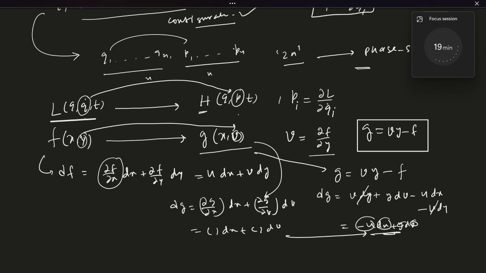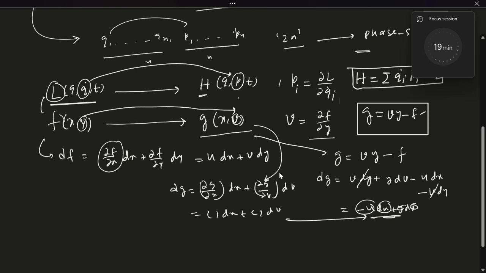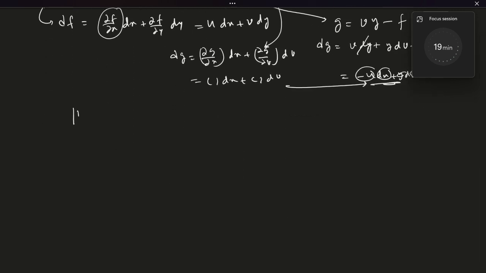The same way, you can easily write H equals what? In the place of v, there is p, and there is q dot. As there are n number of p and n number of q, we have to put a summation: q_i dot p_i minus f, and in place of f, we have the Lagrangian. So our Hamiltonian will be this: H is equal to the summation over q_i dot p_i minus L.